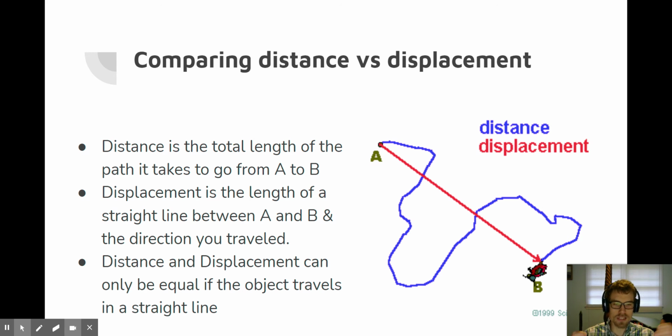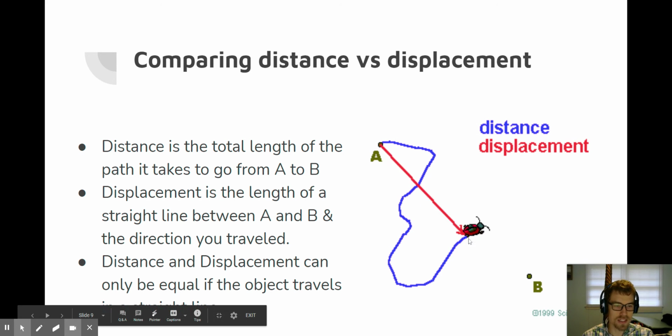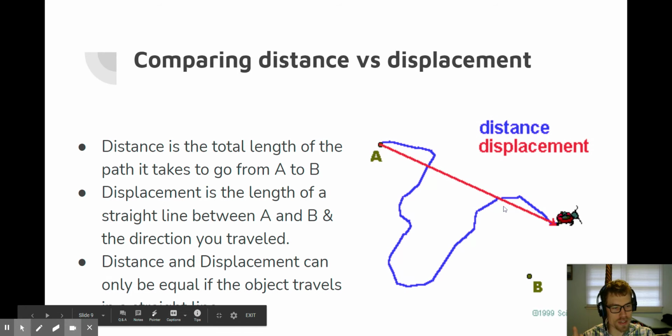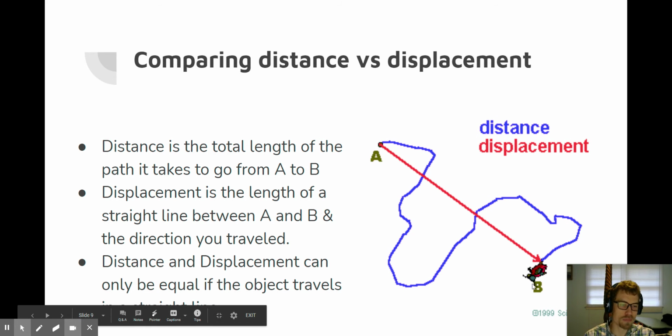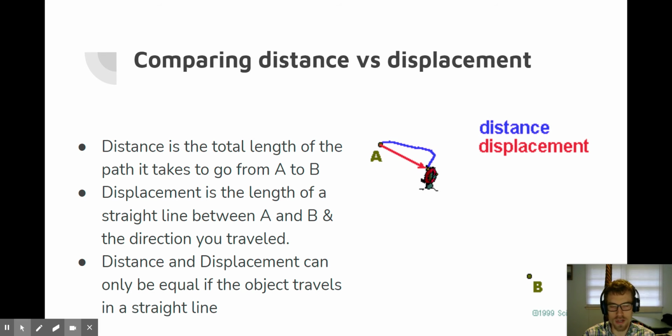Displacement is the length of a straight line between points A and B, right? Where you started and where you finished. So the ladybug starts at A, and you can see as it walks, the displacement is constantly changing depending on where it's ending up. And when it finally gets to point B, it has a certain displacement, that straight line between where it started and where it ended.